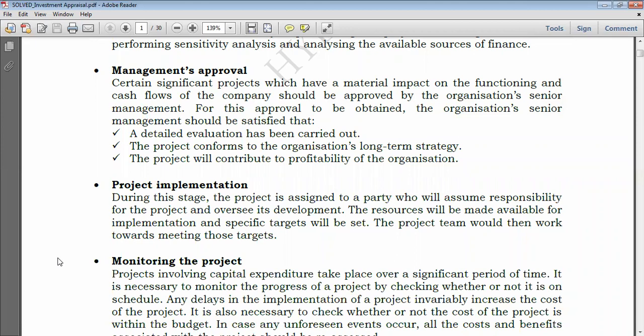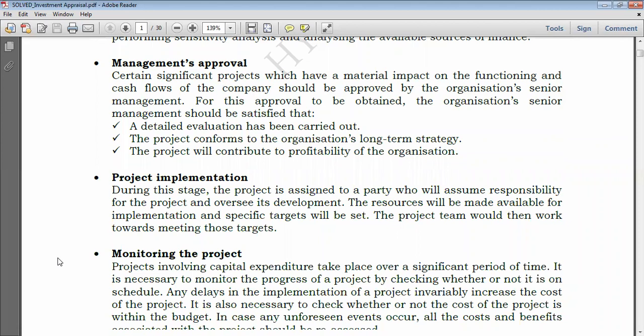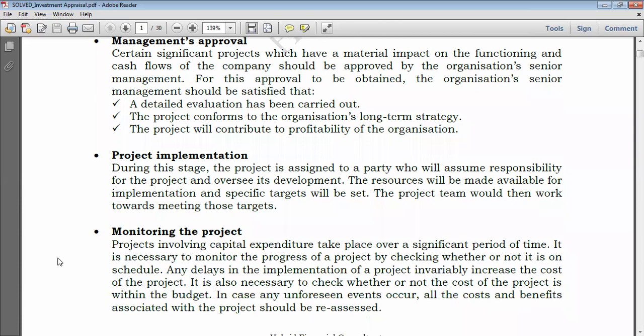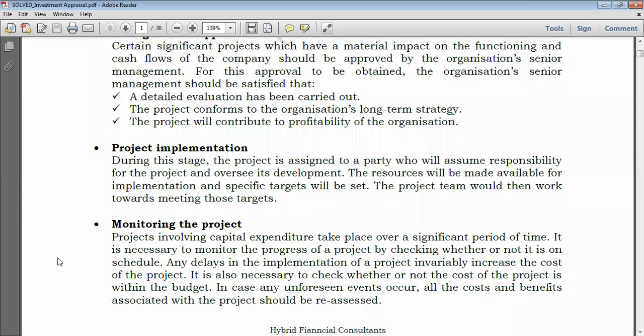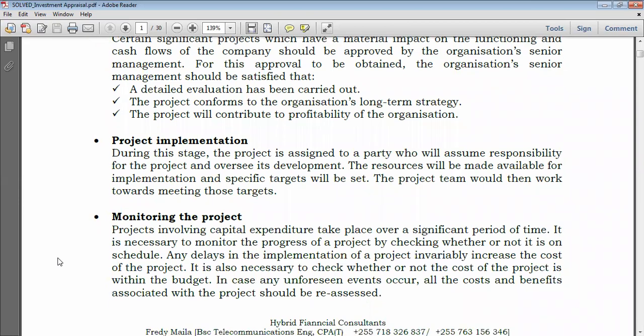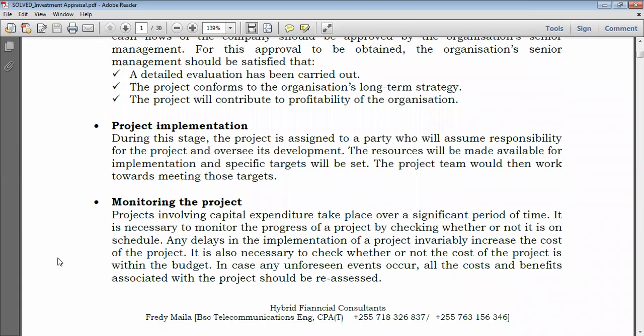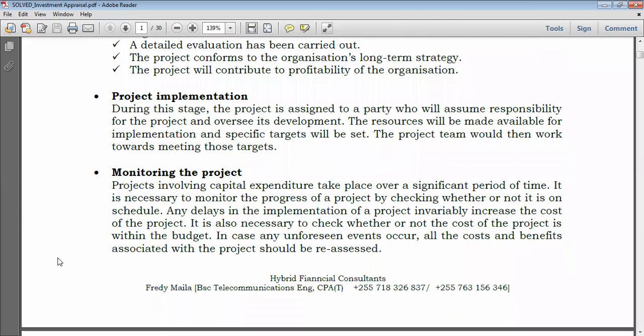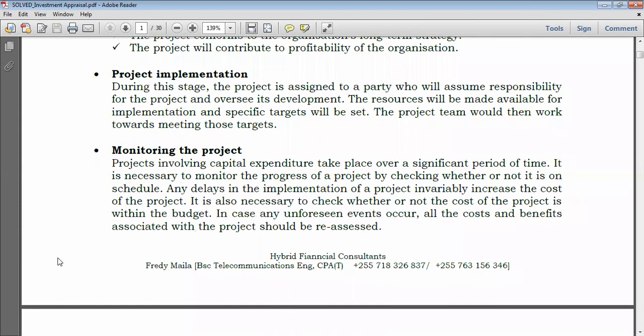After project implementation, we'll be monitoring the project. As I've told you, the project will most probably be taking place for more than 1 year, and so it will need continuous monitoring. For projects involving capital expenditure, maybe at the end of year 1, you can check whether the expectations are in line with what has actually been achieved. In case that hasn't been the case, more efforts or more resources could be added. Just like that, you have completed the monitoring of the project.